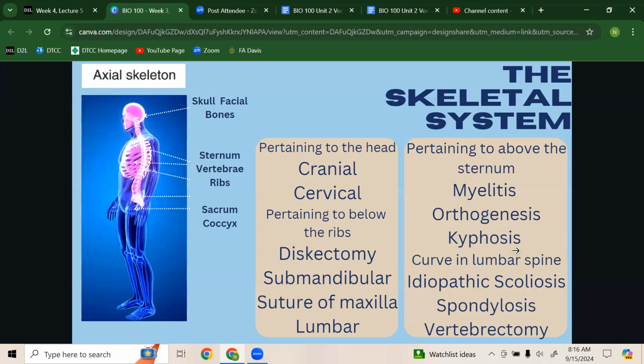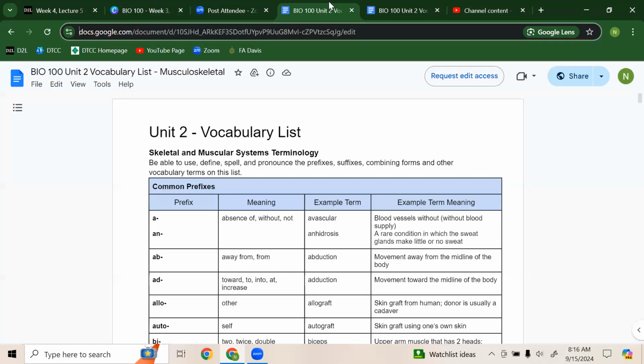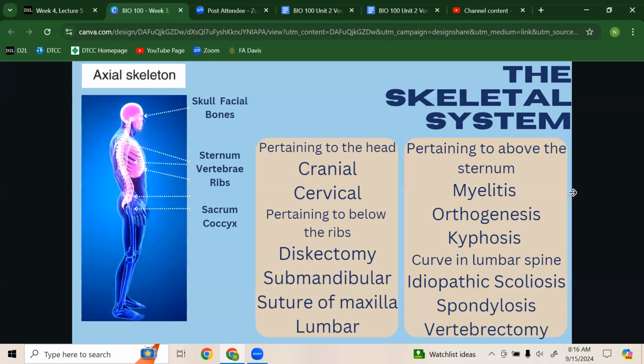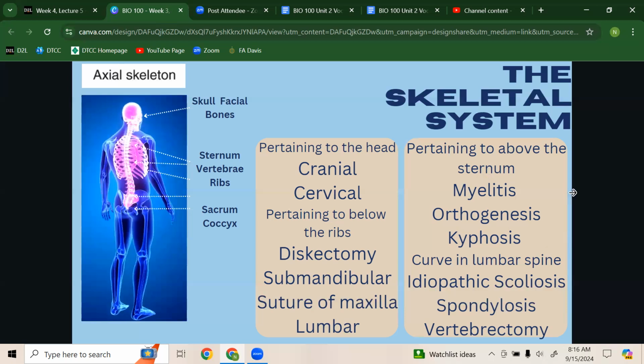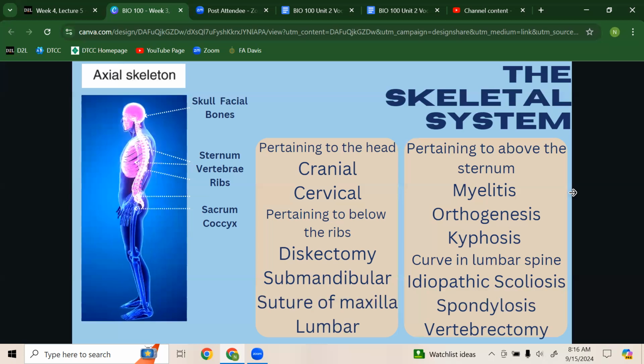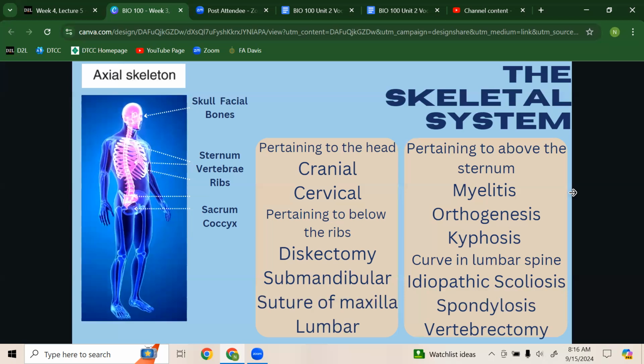Okay, kyphosis. You guys don't necessarily, let's double check. Yeah, okay, I thought so. I just didn't want to tell you the wrong thing. So kyphosis, this is the term for a rounded spine. This isn't on your word list, but this is good to know as it relates to our spine.